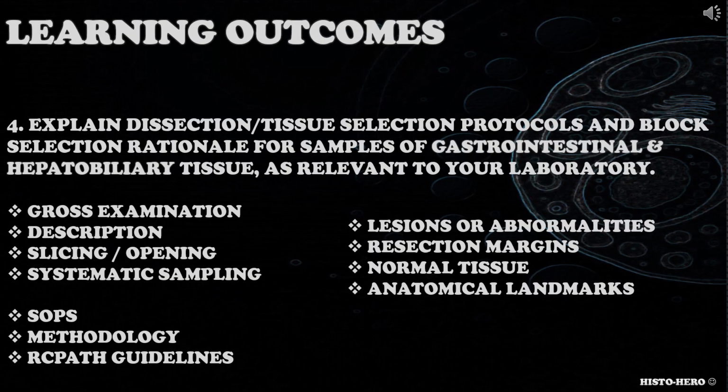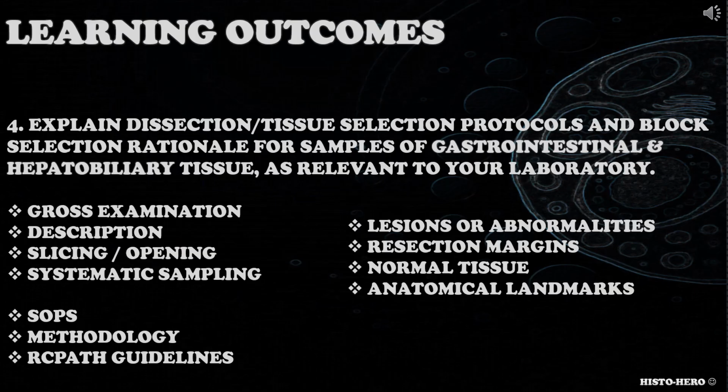The fourth learning outcome is for the candidate to explain dissection, tissue selection protocols and block selection rationale for samples of gastrointestinal and hepatobiliary tissue, as relevant to your laboratory. How is gastrointestinal and hepatobiliary tissue dissected? What blocks are taken and why?